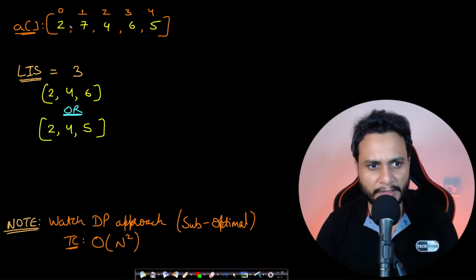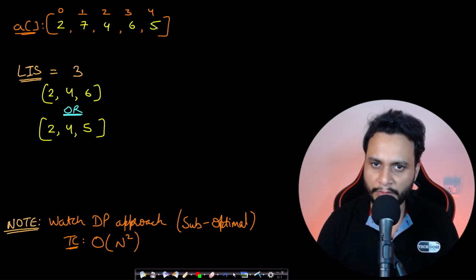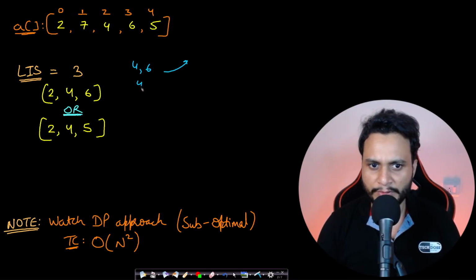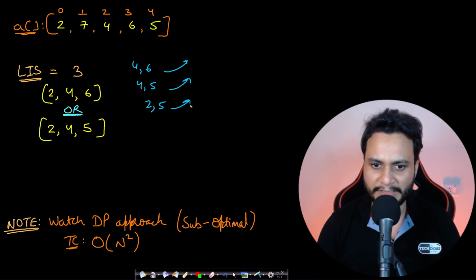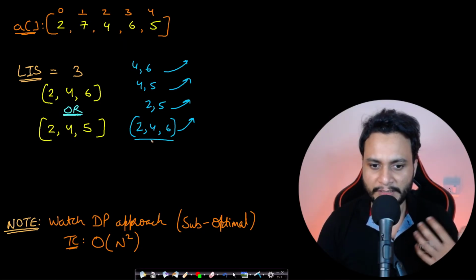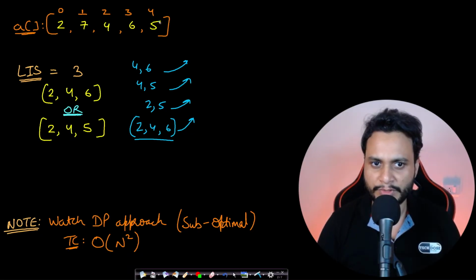Let's say we are given an array with elements 2, 7, 4, 6, 5 and we want to find the longest increasing subsequence. Now what can be the increasing subsequences here? You can think like 4, 6 is strictly increasing. You can also say 4, 5 is strictly increasing, and you can say 2, 5 is strictly increasing. But if you look closely, you have 2, 4, 6 which is strictly increasing and is of the longest length. Why longest length? Because you cannot increase the length to get length 4, there is no such subsequence.